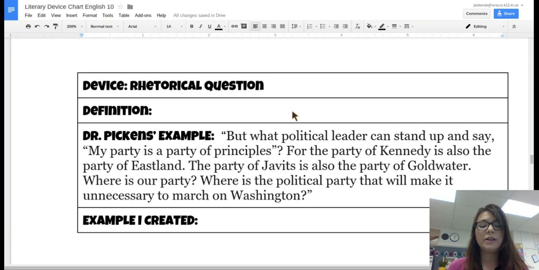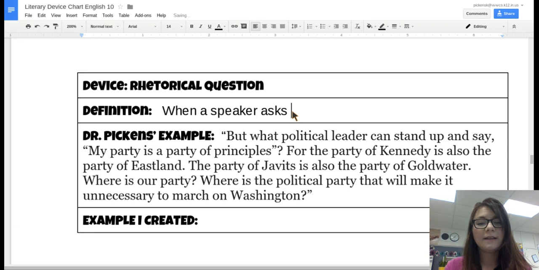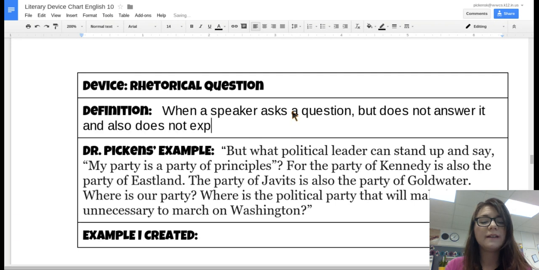But a rhetorical question is when a speaker asks a question but does not answer it. It also does not expect the audience to shout out an answer.